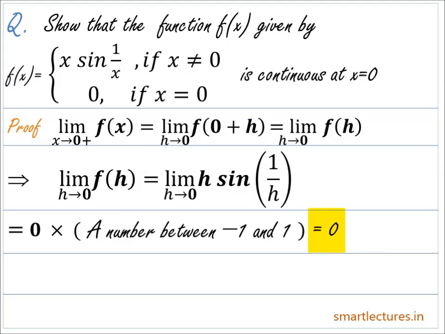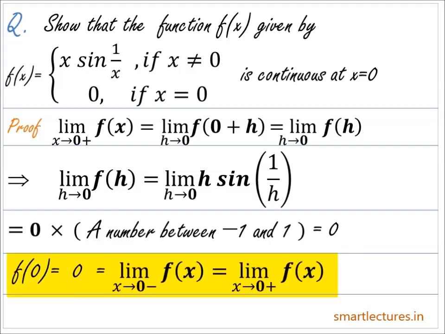And what's the value of the function f of x at the point 0? As per the definition of the function, it is already given that f of 0 is equal to 0. Now here in this case, the left hand limit is equal to 0 and the right hand limit is also equal to 0, and both of them are also equal to the value of the function at the point 0.